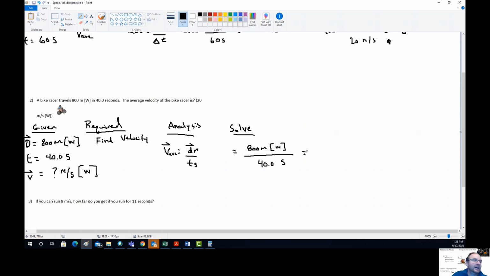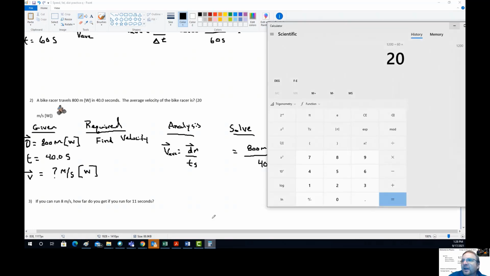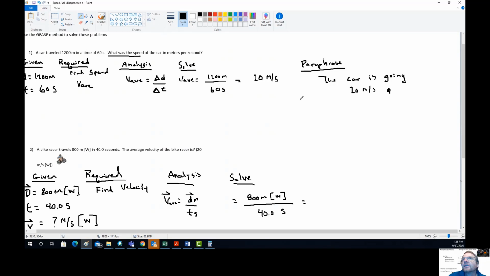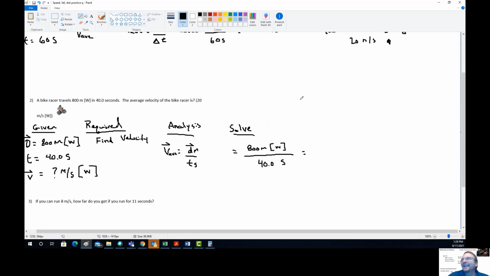That's kind of cool. Pretty sure I know what this is in my head, but let's just do it on the calculator. Be clear. 800 meters divided by 40 seconds, 20 meters a second. Well, that's familiar. This bike racer's as fast as a car. That's pretty cool. 20 meters per second, but west. There we go.